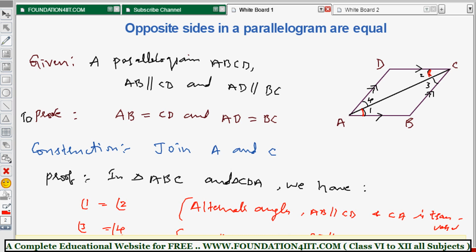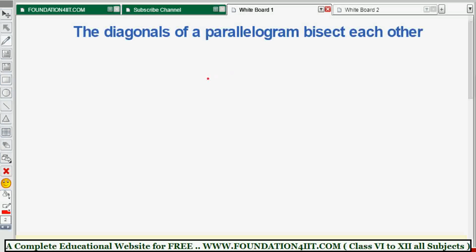Then how to prove the diagonals of a parallelogram bisect each other? I'll also explain that now. The diagonals of a parallelogram bisect each other. So this theorem I'll explain now. How to prove that the diagonals of a parallelogram bisect each other?